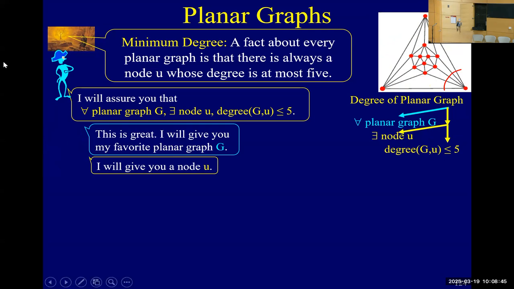Everybody follow this? For every planar graph, anybody can come up with a planar graph, and then the oracle will give us a node that has degree at most 5. Everybody following these games?